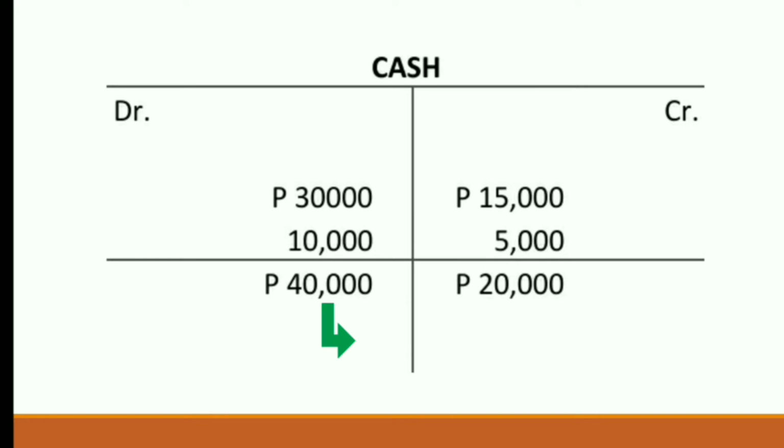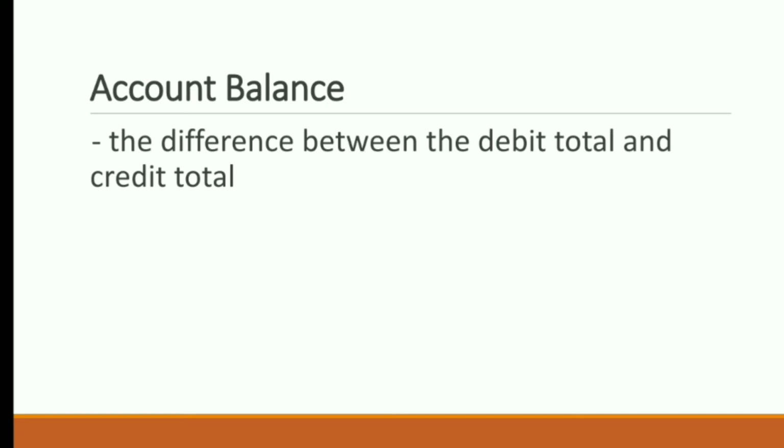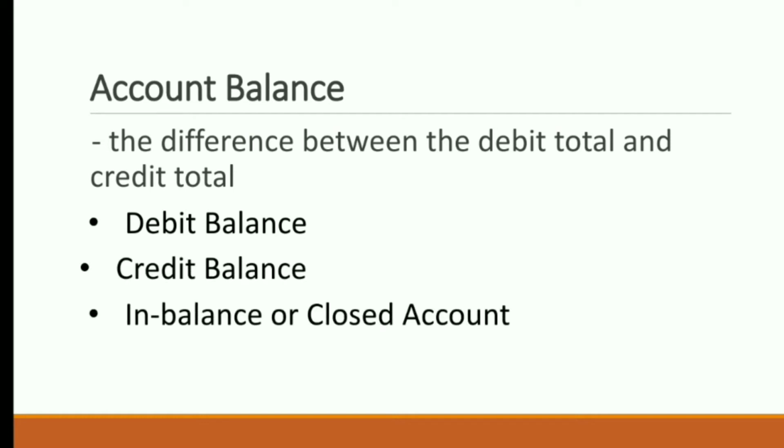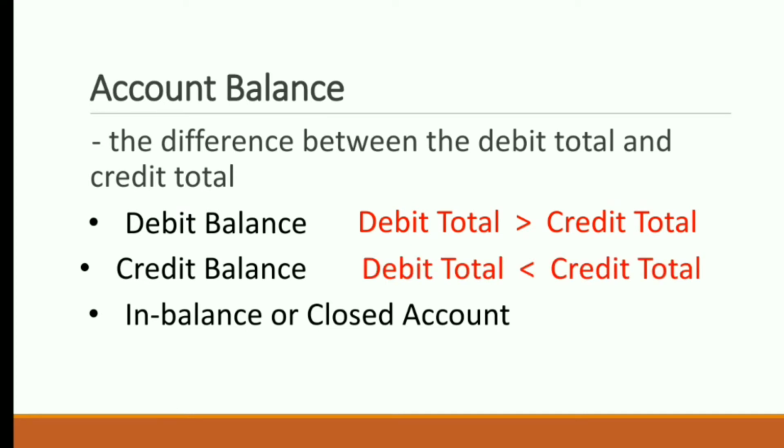So therefore, the cash account has a debit total of 40,000 pesos and a credit total of 20,000 pesos. So there is a difference of 20,000 pesos, and this 20,000 pesos is called the account balance. The account balance is the difference between the debit total and the credit total, and this could either be a debit balance, a credit balance, or in balance or closed account. A debit balance is when the debit total is greater than the credit total. There is a credit balance if the debit total is less than the credit total. And there is an in balance or closed account if the debit total is equal to the credit total.